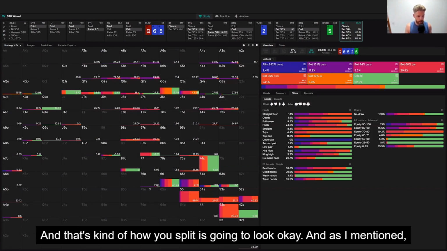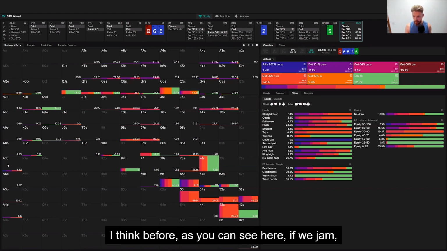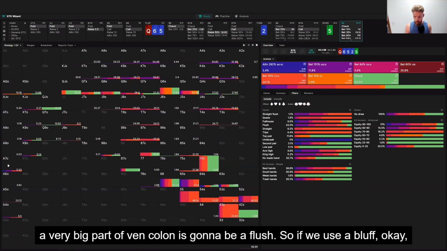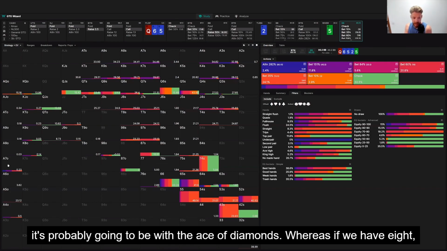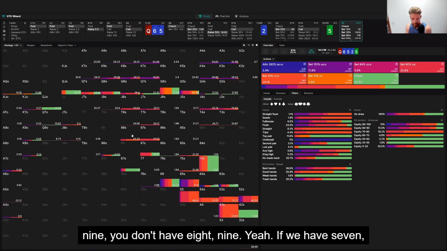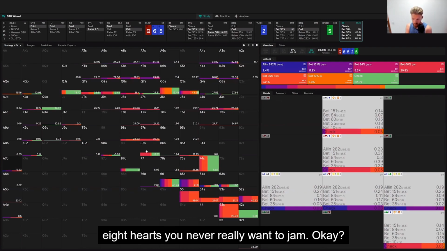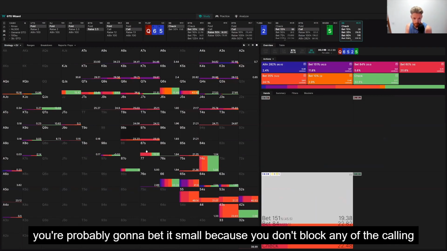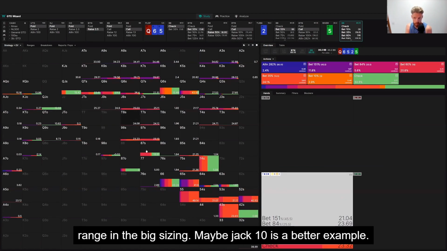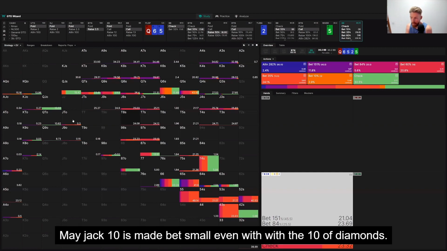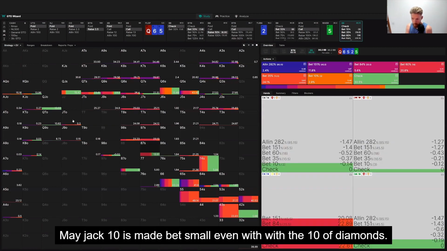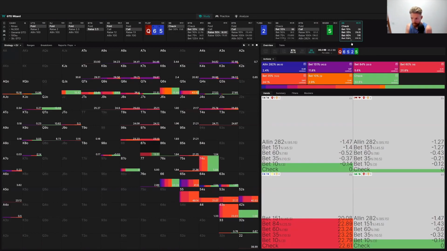Okay. And as I mentioned, I think before, as you can see here, if we jam, a very big part of Vinny's calling range is going to be a flush. So if we use a bluff, okay, it's probably going to be with the ace of diamonds. Whereas if we have 8, 9, we don't have 8, 9. Yeah, if we have 7, 8 of hearts, you never really want to jam. Okay, if you're going to bluff something, you're probably going to bet it small because you don't block any of the calling range in the big sizing. Maybe Jack 10 is a better example. Jack 10 is mainly bet small, even with the 10 of diamonds.